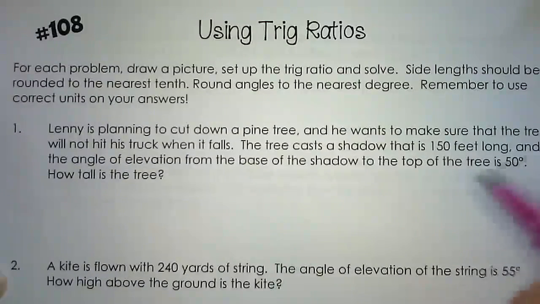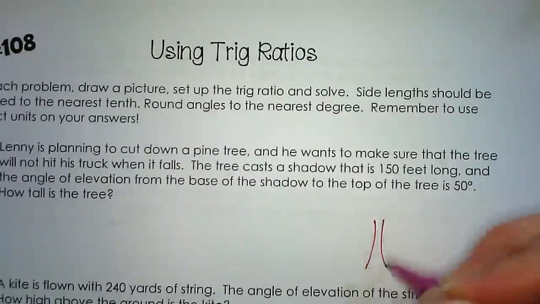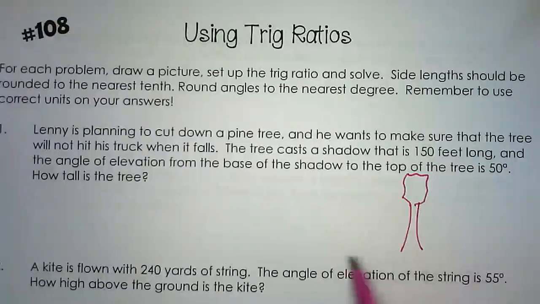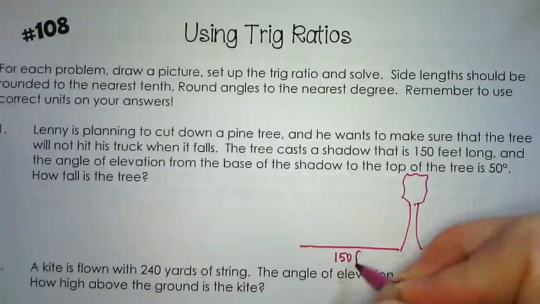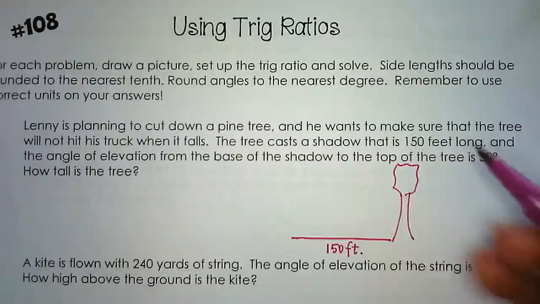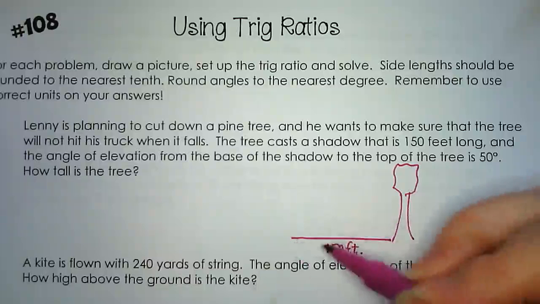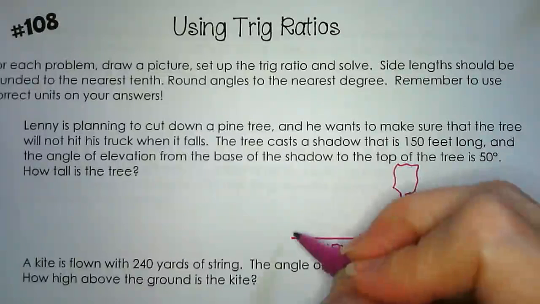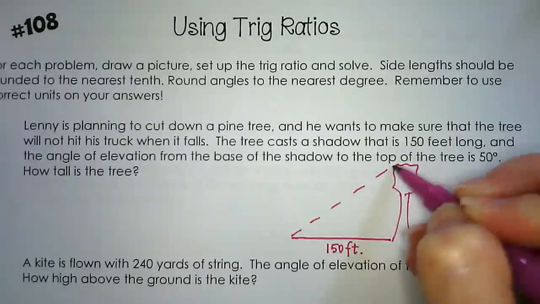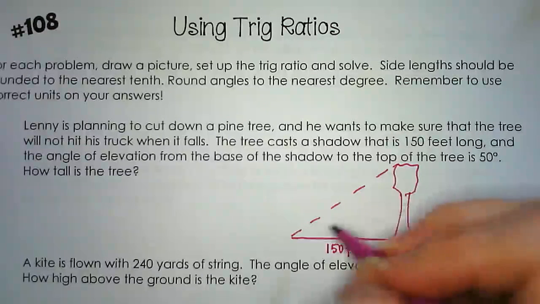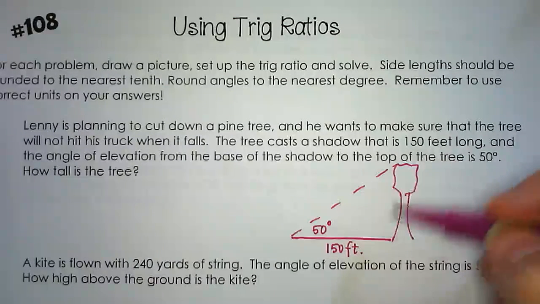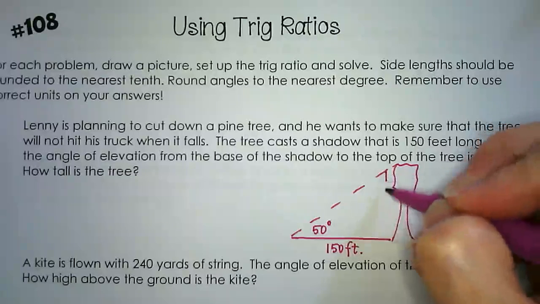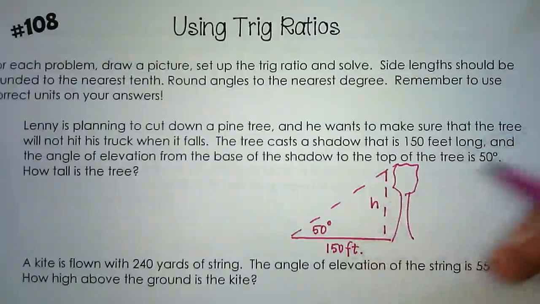Okay, so this is what I'm seeing here, is I'm seeing that we have a tree, and the shadow of the tree, so here's the shadow of the tree is 150 feet. All right, the angle of elevation, which means from the ground to the hypotenuse, so from the shadow to the top of the tree, so we have this right here, which is, I'm just going to do dotted line, but so this is 50 degrees. So the question is, how tall is the tree? So what we are looking for is this right here, which is the height.